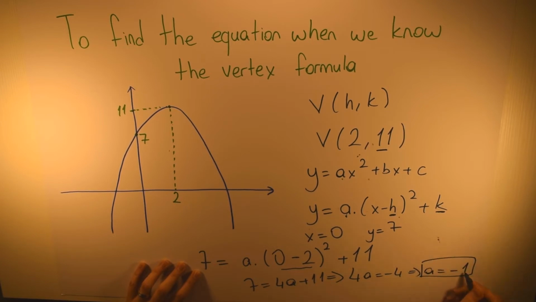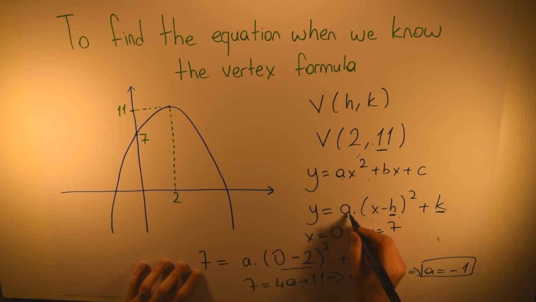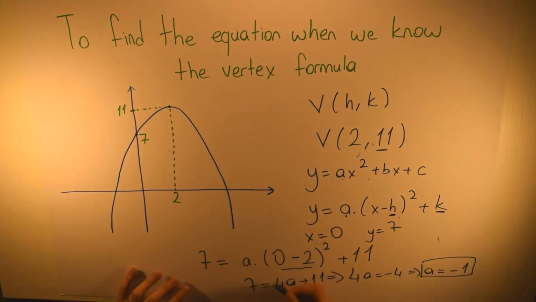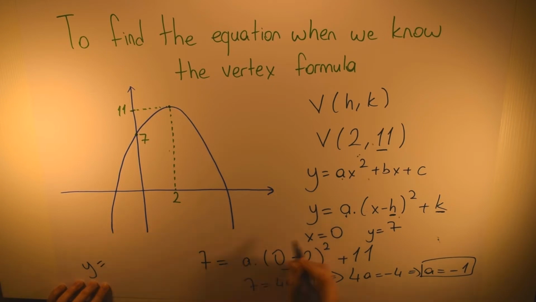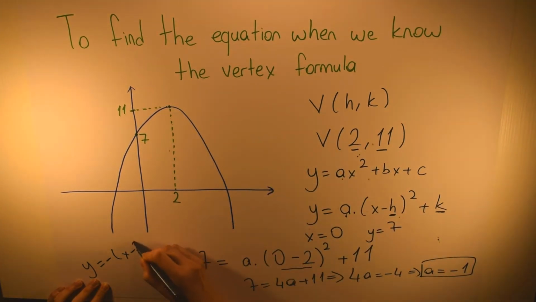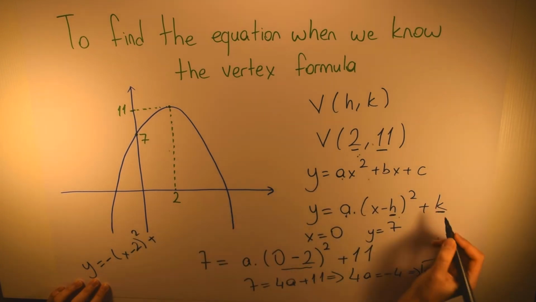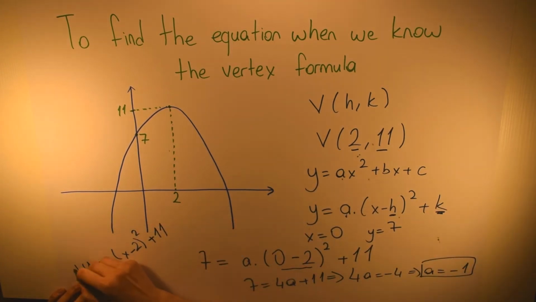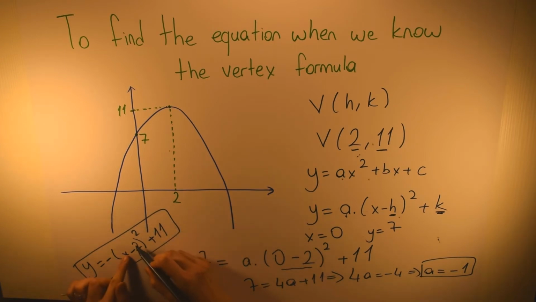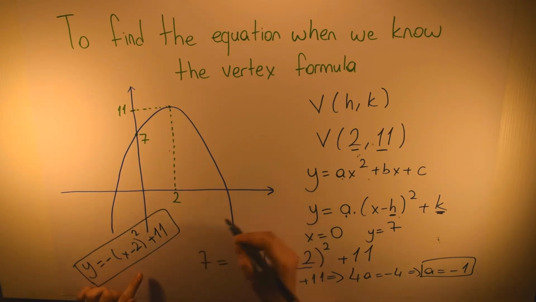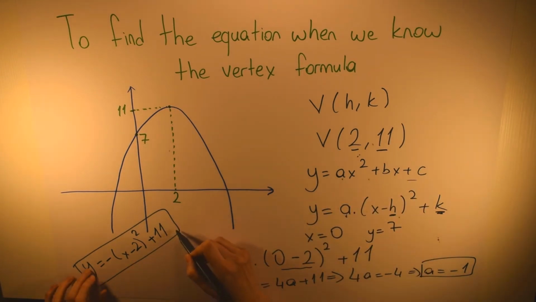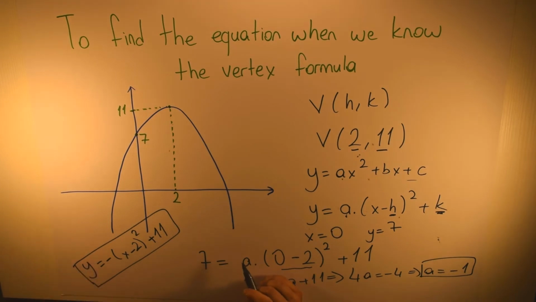After that, you take this value and put it in its place, and that's why our equation is y equal to minus (x minus 2) squared plus 11. So this is our answer. You can also expand this expression and you will get something like this, but you can also leave the answer like this. It's okay, because they are the same actually. So this is how you should deal with this kind of question.